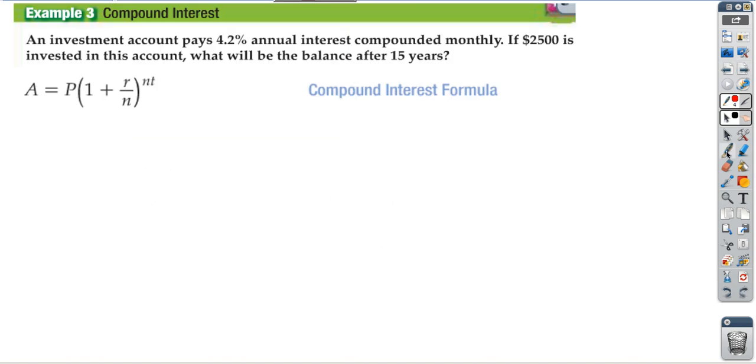Alright, so an investment account pays 4.2% annual interest, so that's R. And we want to change that by making it into a decimal. Compounded monthly, so that means n is 12 because there's 12 months in a year. This number is the initial amount, so that's P, and then this is the time. So let's plug in all those numbers.